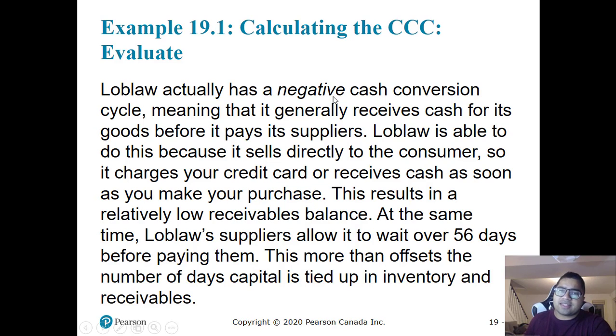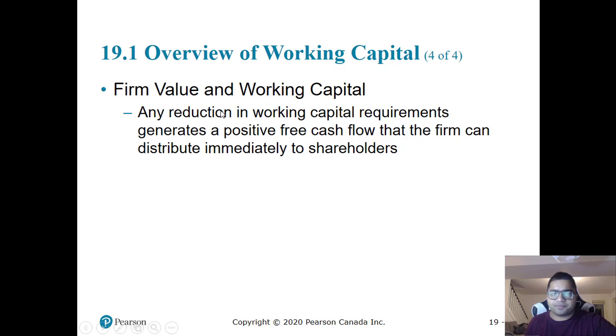So Loblaws actually has a negative cash conversion cycle, meaning that it generally receives cash for its goods before it pays its suppliers. Loblaws is able to do this because it sells directly to the consumer, so it charges your credit card or receives cash as soon as you make a purchase. The result is a relatively low receivable balance. At the same time, Loblaws' suppliers allow it to wait for 56 days before paying them. This more than offsets the number of days capital is tied up in inventory and in receivables.